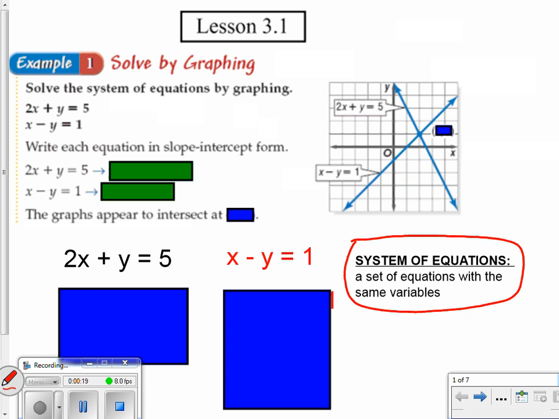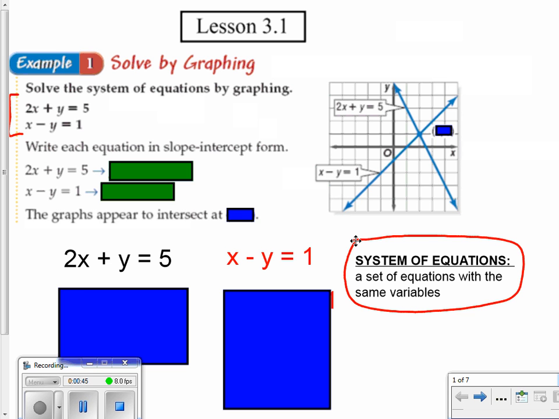So we can have 2 equations, 3, 4, doesn't matter how many equations we have, but they all have to have the same variables, like they all have x and y, or they all have z and l, or something like that. So in our first example here, we can see that we have a system of 2 equations, one being 2x plus y equals 5, one being x minus y equals 1.